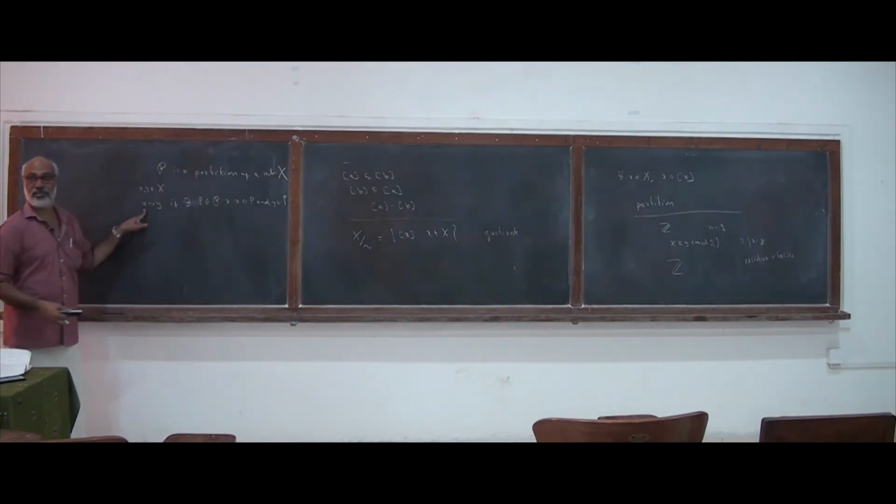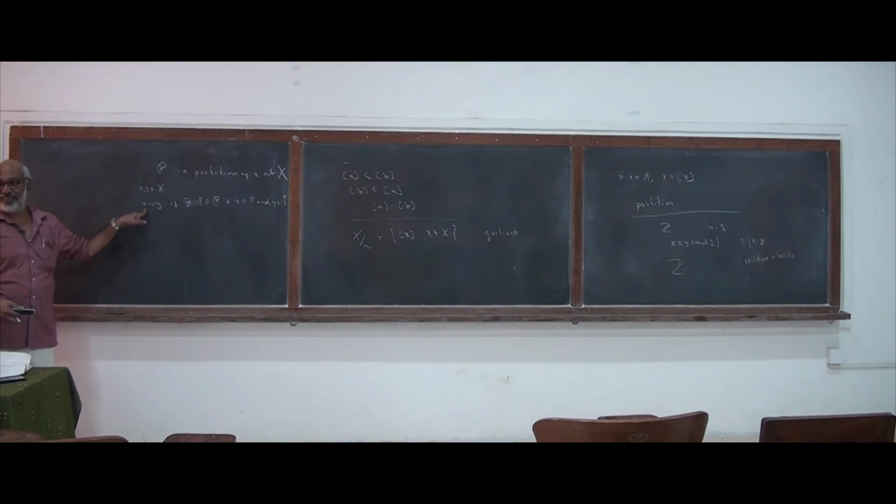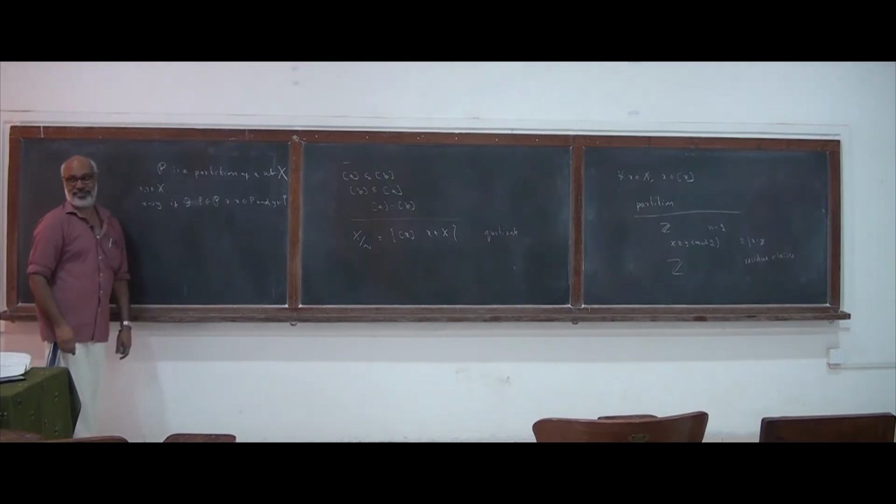This relation is reflexive. Why? Because x and x always belong to the same set. If x and y belong to the same set, y and x belong to the same set. If x and y belong to the same set and y and z belong to the same set, then x and z belong to the same set. So this relation is reflexive, transitive, and also symmetric. So this will be an equivalence relation.